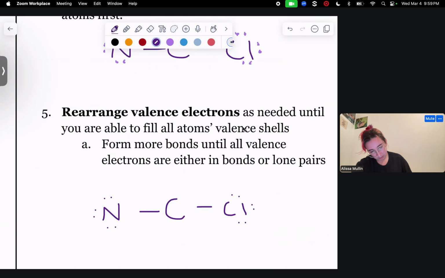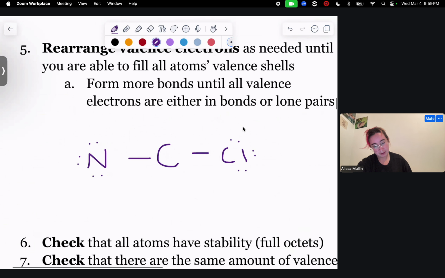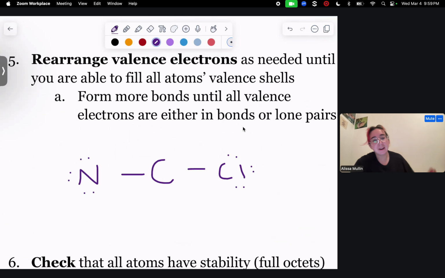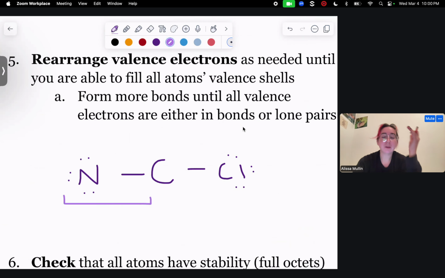All right. So once you kind of got the basics down of like, I have this many electrons, I have these atoms, now we have to make sure everyone's happy with the situation. So let's kind of practice that. Let's see. This N, again, we look at what's attached to it. So this N has these 6 dots on the side. Cool.